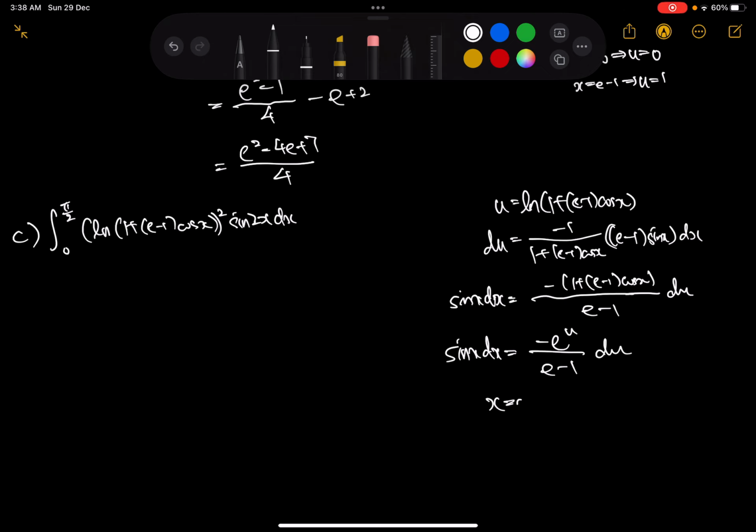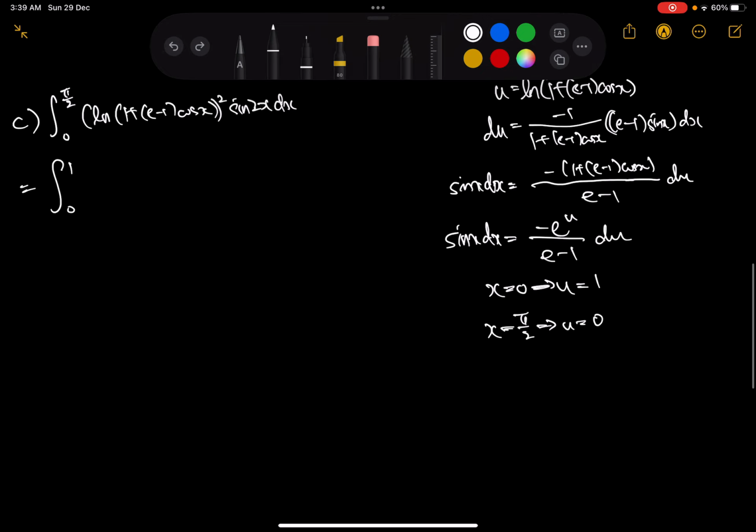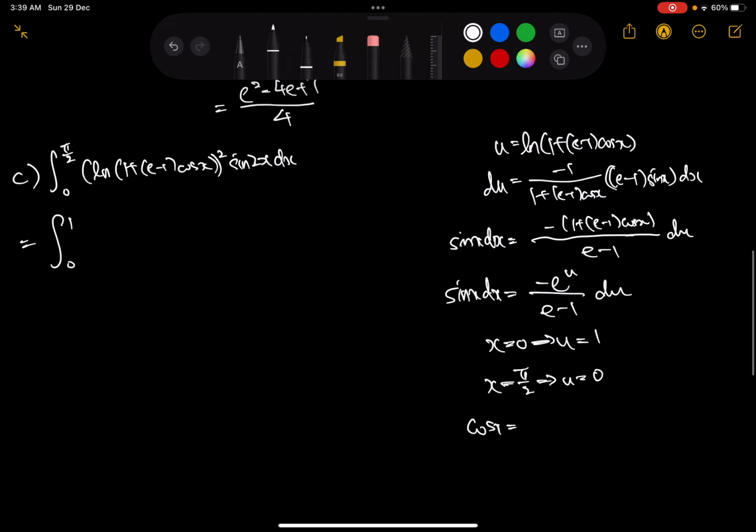And then when x is 0, cosine 0 is 1, so 1 plus e minus 1 is e, so u is 1. And x is pi over 2 implies u is 0, because cosine pi over 2 is 0. So we have from 0 to 1, u squared. And here we have 2 sine x cos x, so ignoring the sine x, we have 2 cos x. So okay, let me calculate something. cos x should be e to the power of u minus 1 over e minus 1. Yep, that's correct.